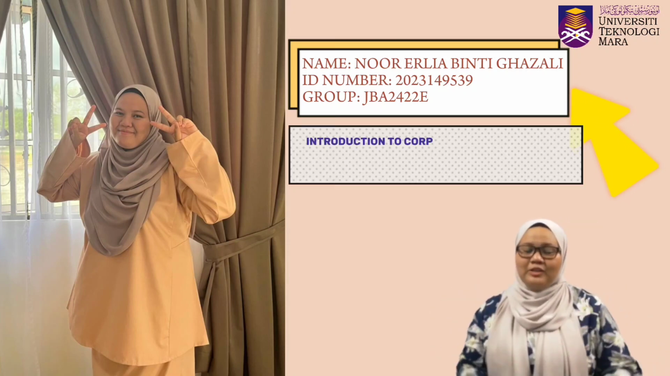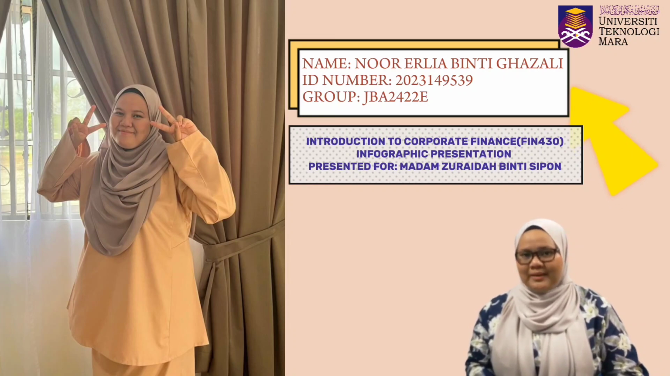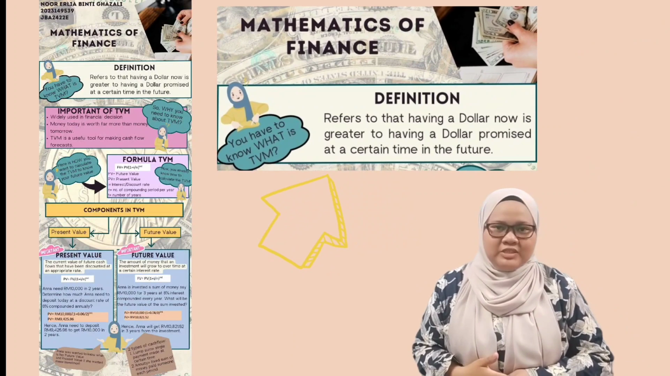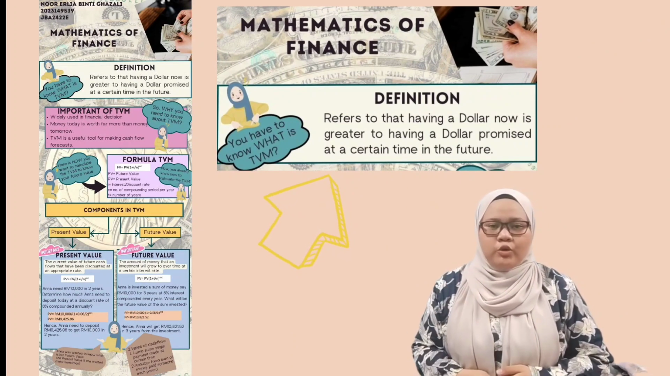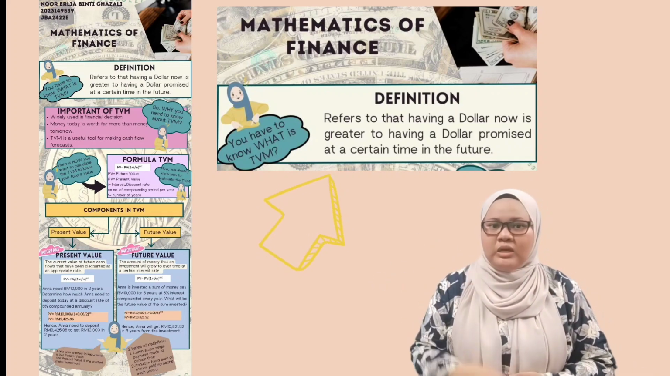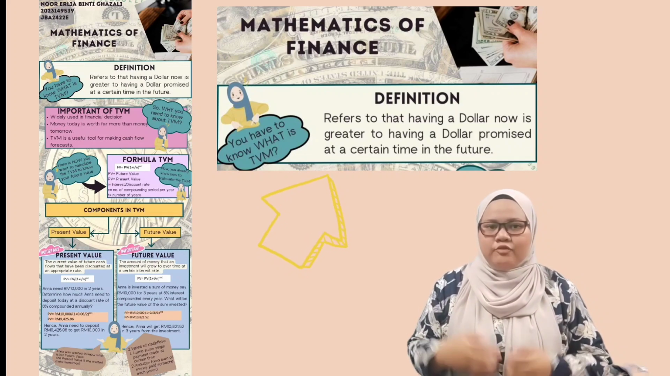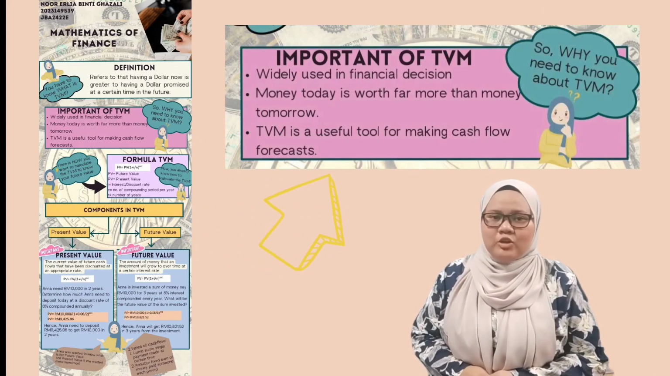In this video, I would like to explain about Chapter 6, Mathematics of Finance and Chapter 7, Working Capital Management. For now, I would like to explain about Chapter 6, which is Mathematics of Finance. First of all, you have to know what is time value of money. It refers to that having a dollar now is greater than having a dollar that is promised at a certain time in the future.